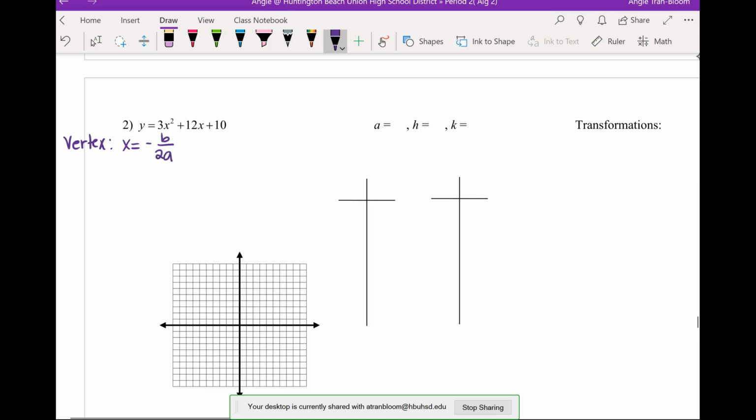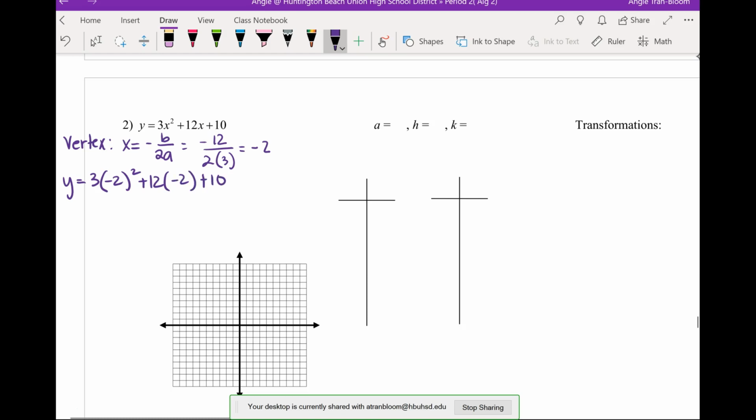B value is 12, so that means I have -12 divided by 2 times what? 3. Which means the x-coordinate of the vertex is -2. Beautiful. How do you get the y value of the vertex? Plug it in. Y equals 3 times -2 squared plus 12 times -2 plus 10.